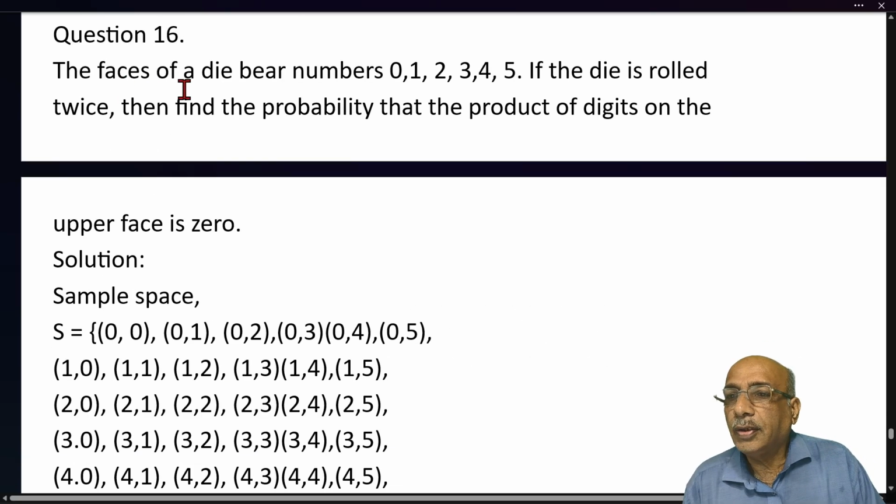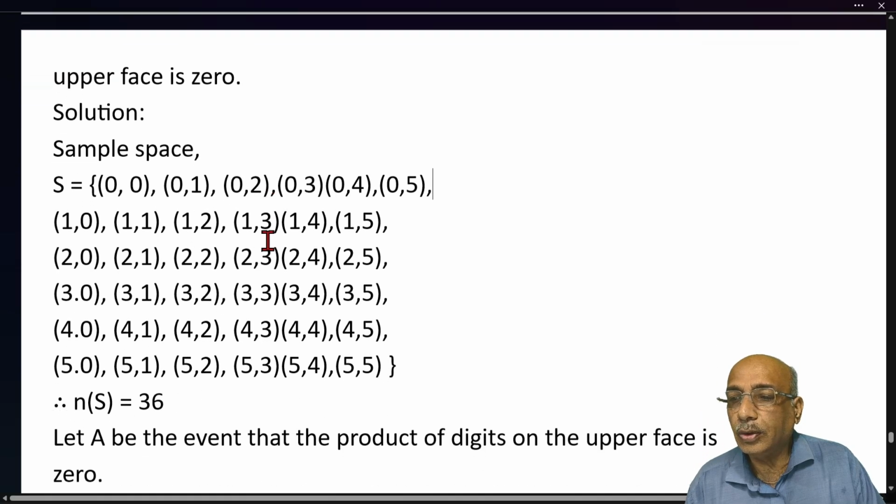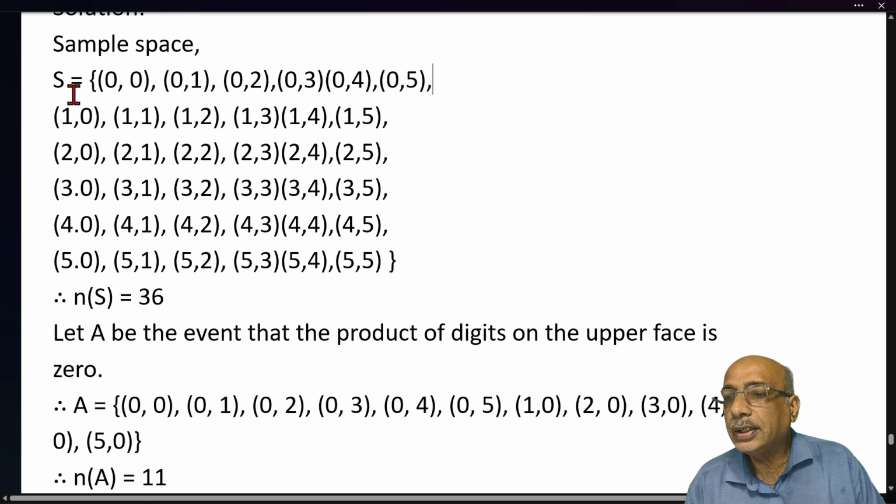Next question, the faces of a die bear numbers 0, 1, 2, 3, 4, 5. If the die is rolled twice, then find the probability that the product of digits on the upper face is 0. Solution, sample space S.